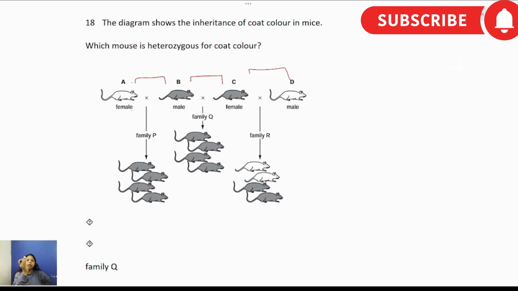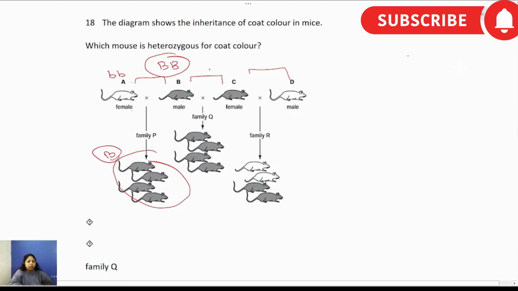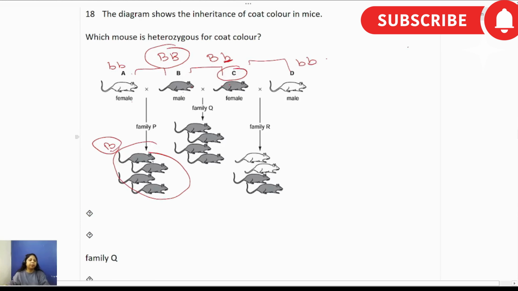Shanza, listen. Let's see. A, A and B are resulting in all black coats. Let's say we have small b and capital B. It means all the offspring would have this capital B, right? This one is dominant. And if we are crossing these, it may have this, it may have this, but in this one this is present. Now tell me what could be heterozygous. C. Okay.